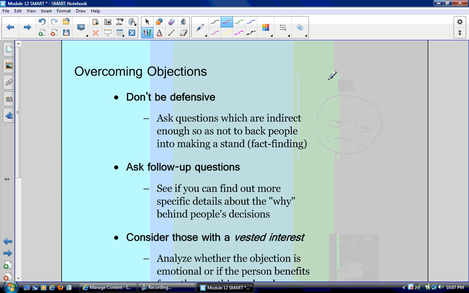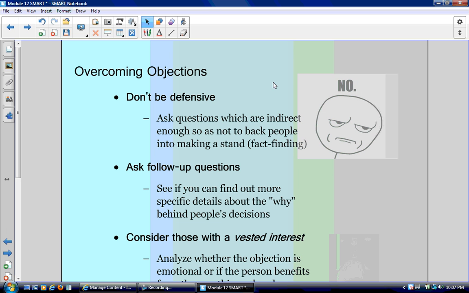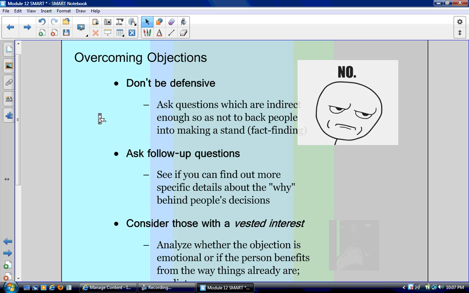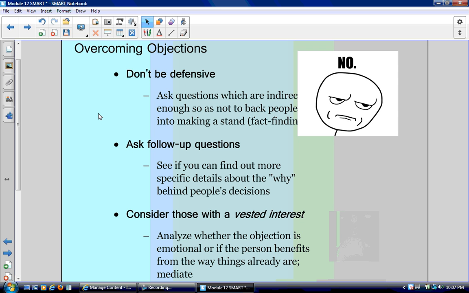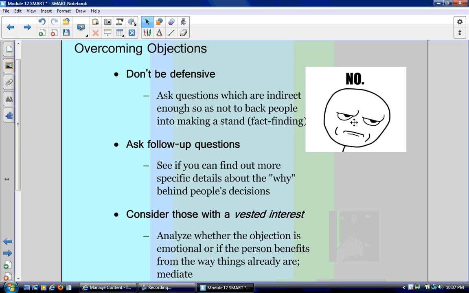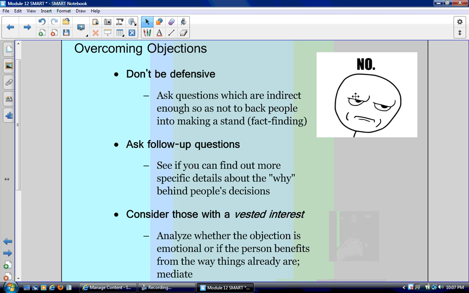In terms of overcoming objections, you want to really, again, keep the personal out of it. Don't be defensive. Lean in. This is very much like getting peer review, right? Ask questions which are indirect so as not to back people into making a stand. Give them the opportunity to explain their position and listen to that carefully. So that's a fact-finding mission, actually, in a way. It allows you to find out what could be the key to getting that person to accept your solution.